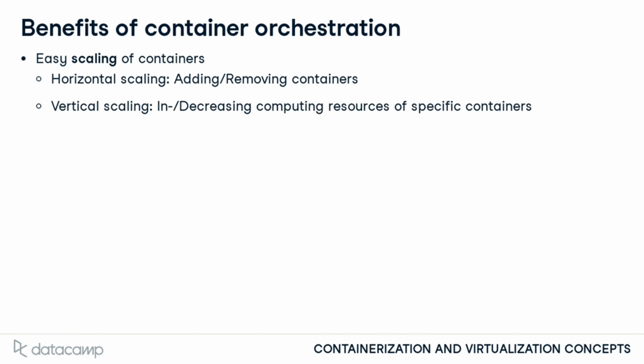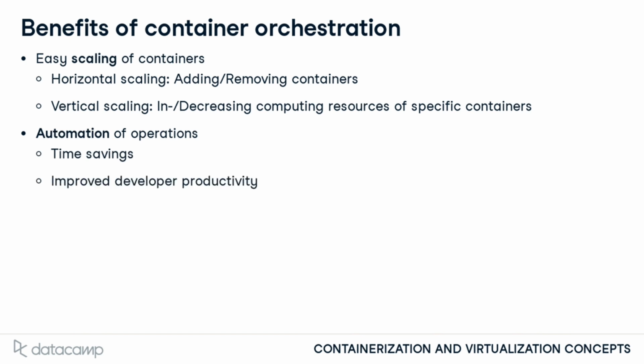Another key benefit of container orchestration is automation. By automating tasks like resource allocation, developers can save valuable time and improve productivity. This allows teams to focus on more strategic initiatives instead of repetitive manual tasks. In addition, by dynamically allocating resources based on application needs, organizations can reduce unnecessary computing costs.